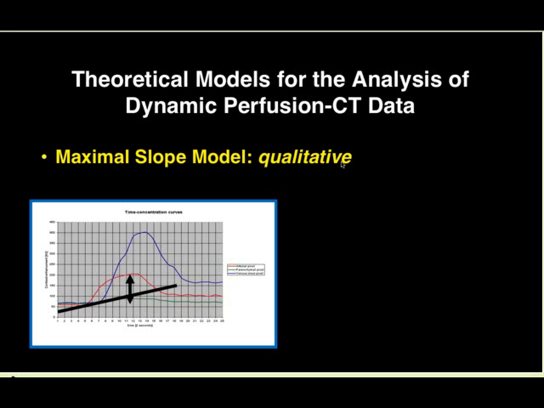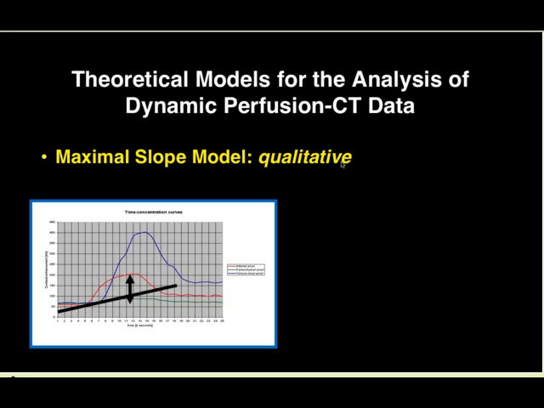So now we are talking only about dynamic perfusion CT. We have exactly the same data set, the same raw data, but you can plug this data set into different types of software and you're going to get a different type of analysis. And again, you have 2 big groups of analysis. The first one is called the maximal slope model.